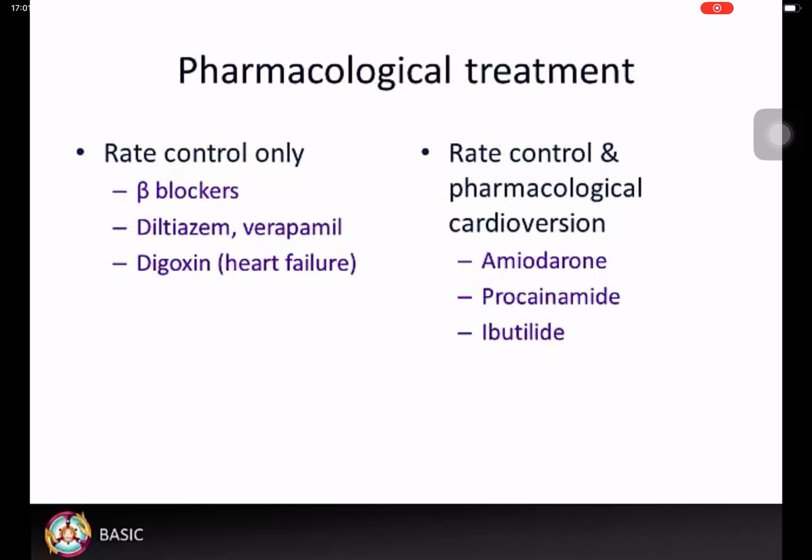Drugs which will control the rate only include beta blockers, diltiazem, and verapamil, and in some cases digoxin. Note that digoxin is of limited use in critically ill patients, except those with AF associated with heart failure. Drugs which may result in pharmacological conversion to sinus rhythm, as well as rate control, include amiodarone, procainamide, and ibutilide.